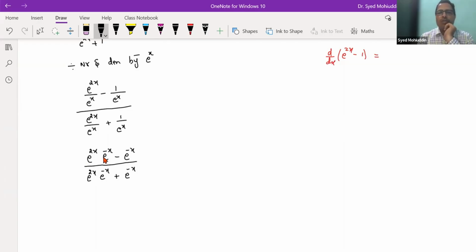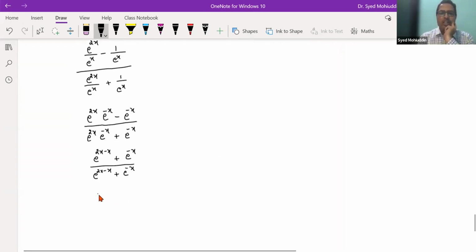Whenever the bases are the same, powers can just be added. So it becomes e power of 2x minus x, that is e power of x, minus e power of minus x. Sorry, the numerator is minus and the denominator is plus. So the numerator is e power of x minus e power of minus x, whole divided by e power of x plus e power of minus x. So I've reduced the given problem to this form.